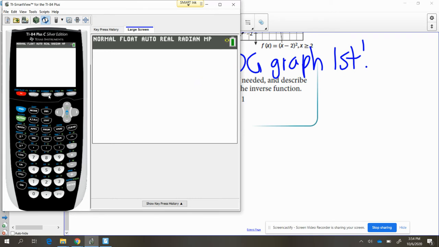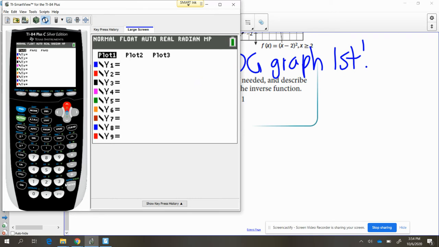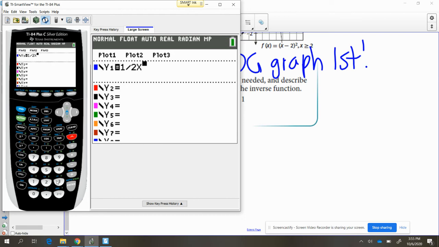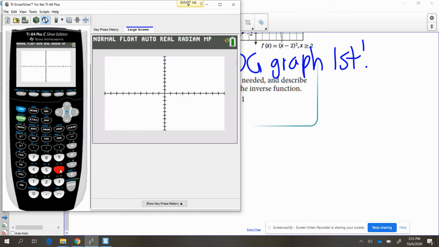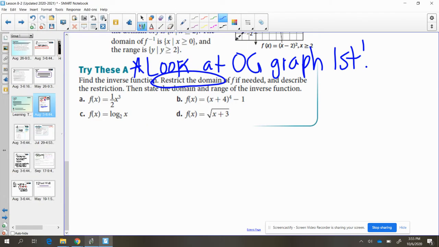So for this first example here, I'm going to make sure I turn off my plot, because I still had that on from the previous lesson. I'm going to put 1/2 x to the third power, and I'm going to just zoom 6 this to the basic window. And the good news is, when this eventually graphs, we see this does in fact pass the horizontal line test, so we do not have to restrict this. All real numbers is our input, and all real numbers is our output. So for letter A, life is good.